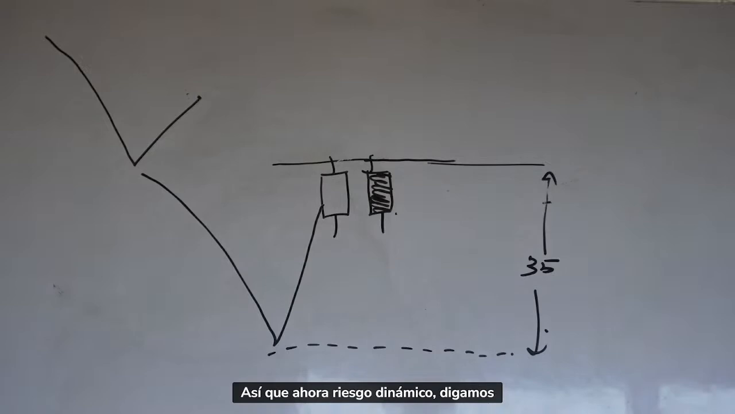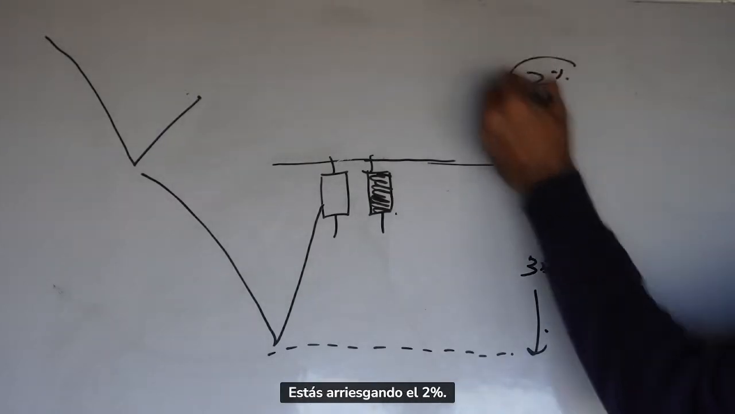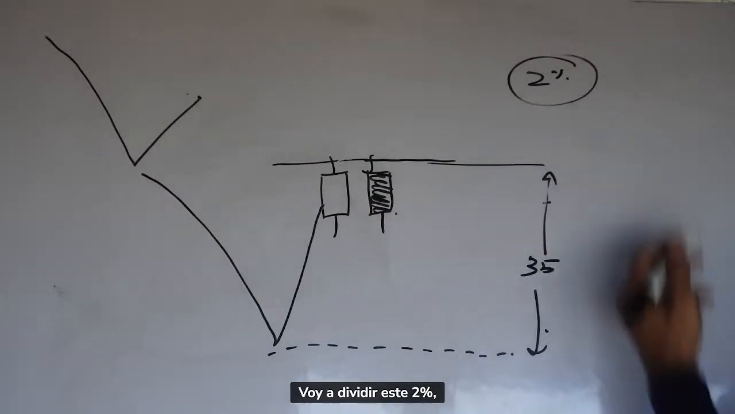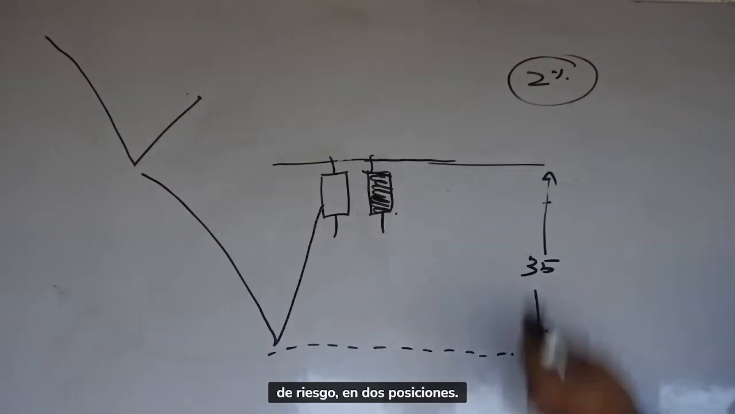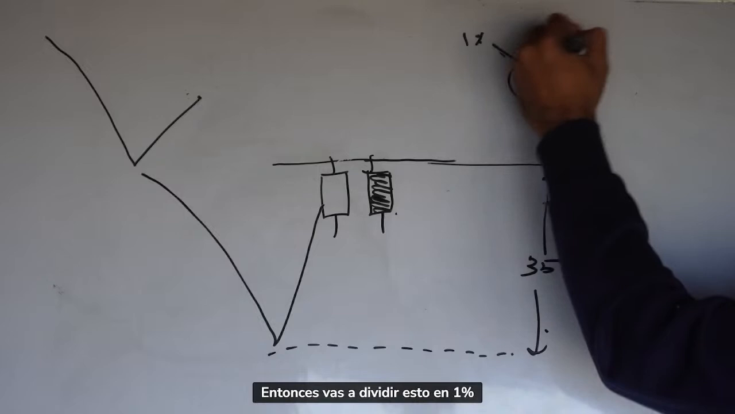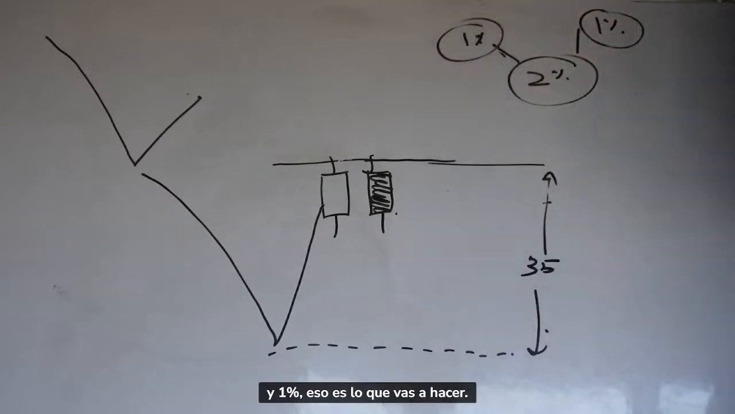So now dynamic risk. Dynamic risk, let's say you want to risk 2%. You're risking 2%, and you're going to say, okay, you know what I'm going to do? I'm going to break this 2%, my risk, down into two positions. So you're going to break this down into 1% and 1%. That's what you're going to do. You're going to break this down into 1%, 1%, and now you have two positions.